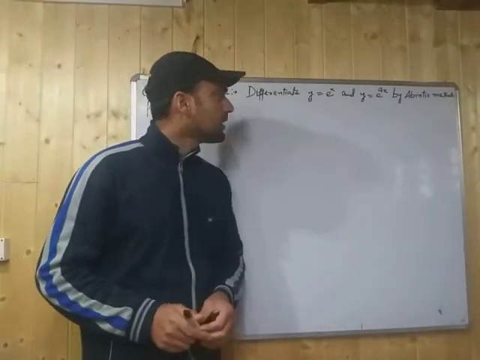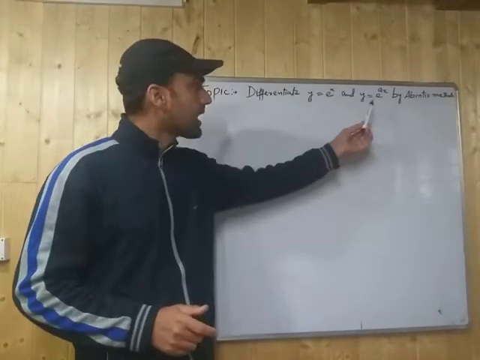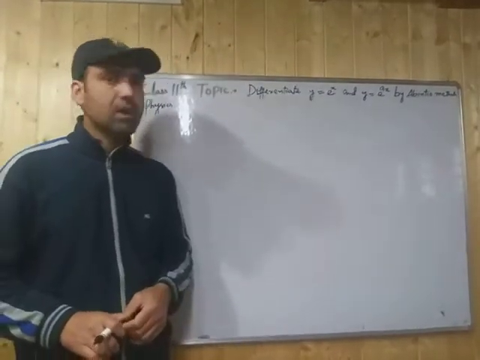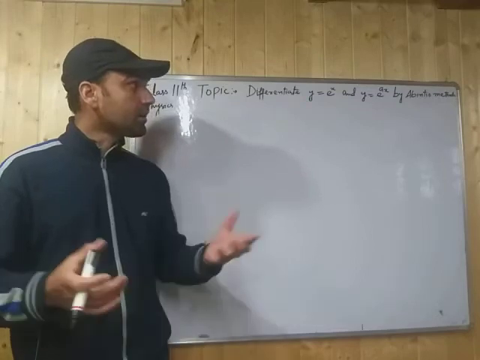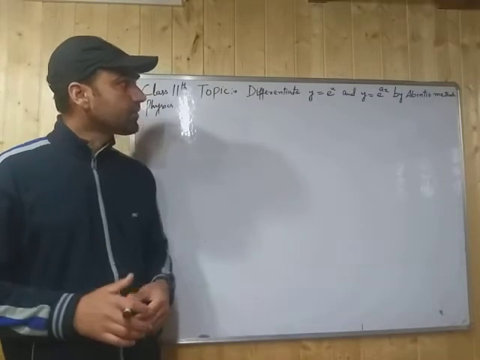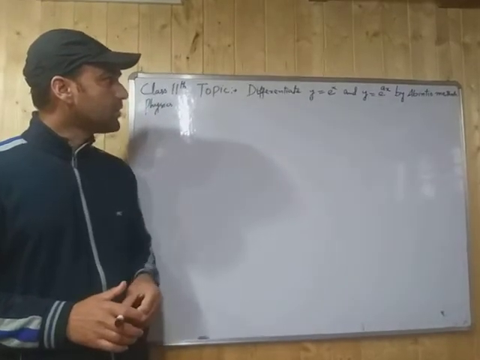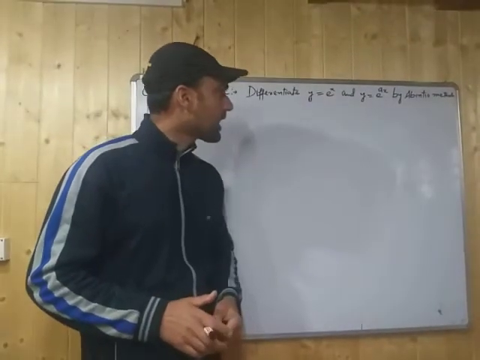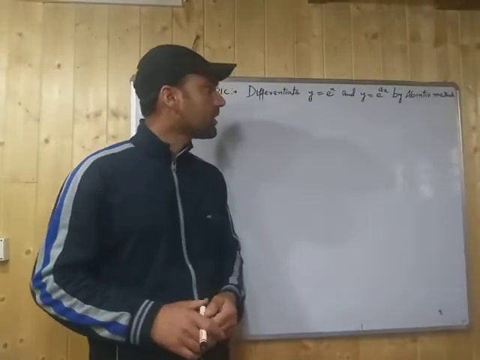Our today's topic is for class 11th, subject physics, and the topic is: differentiate y equal to e raised power x and y equal to e raised power ax by Ab initio method. Now this Ab initio method, we have already discussed it and we have already derived it. Today we will apply this Ab initio method to differentiate some functions such as y equal to e raised power x and y equal to e raised power ax.